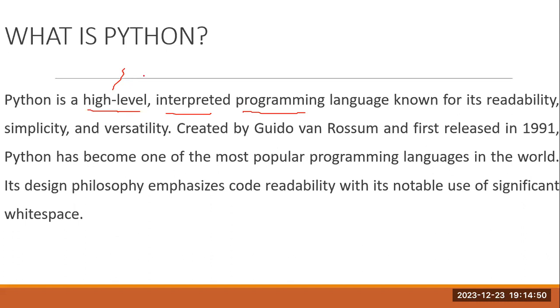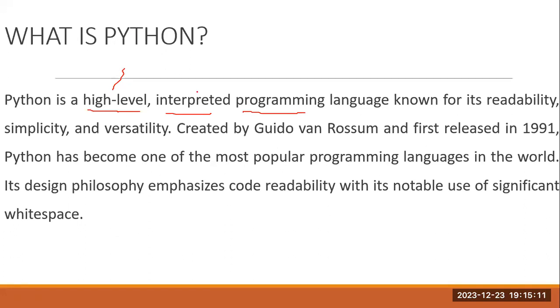So, high level language and low level language. These are two types of programming languages. High level languages are very easy to understand by a human, but on the other side, low level languages are very easy to understand by a computer machine.